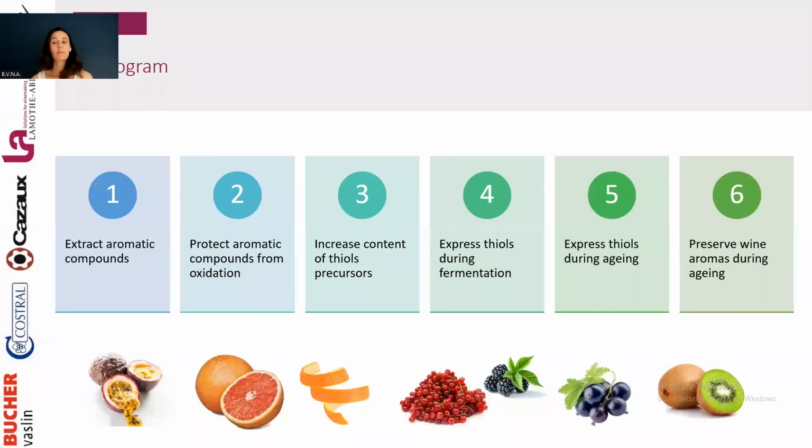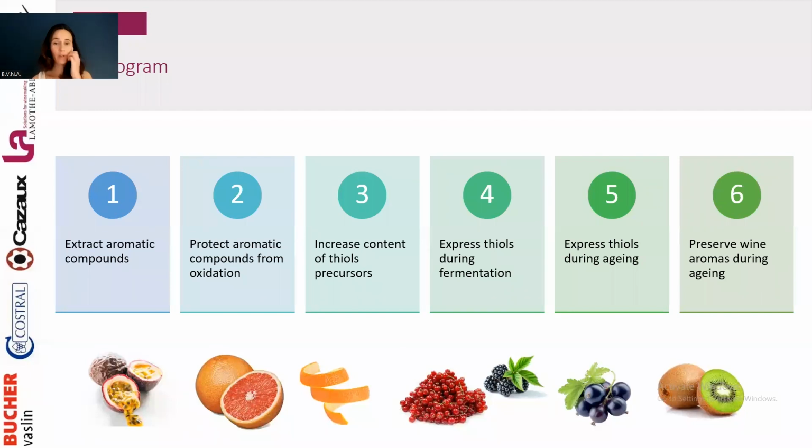So the program of this presentation today: after talking a little bit about thiolic compounds, we are going to talk about how we can extract these aromatic compounds that are in precursor form in the cells of the skin of the grapes. And then once we extract them, we are going to have to protect them. These compounds in precursor form are not as sensitive as the aromatic form, but still they are sensitive to oxidation. So we do have to protect them from oxidation.